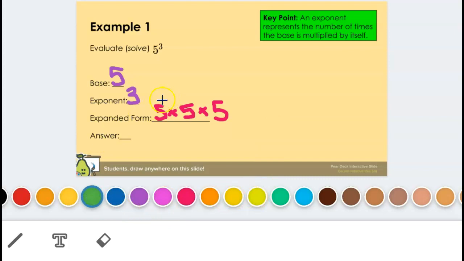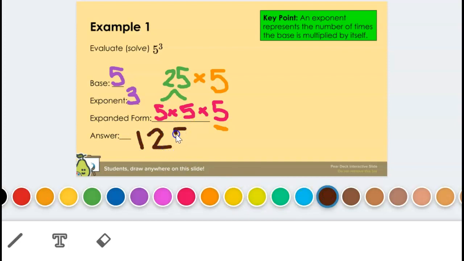The way to do this is with the calculator. You are going to multiply 5 times 5. And when you multiply 5 times 5, some of you may know this by heart, you receive the number 25. Now we still have this 5 that we need to multiply. So now we're going to multiply that 25 times that last 5. And when we do that, we get the answer, 125.